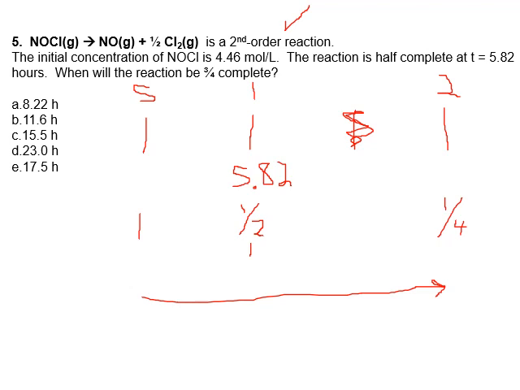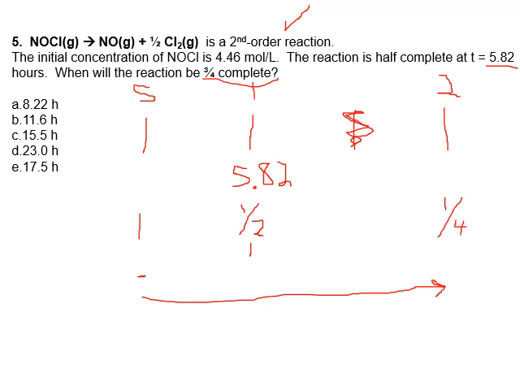When will it be 3/4 complete? Well, it'll be 3/4 complete after 2 half-lives. So for a second order reaction here, if the first half-life is 5.82, the second one will be twice 5.82, which would be 11.64. But you have to add them together because they want to know when will it be 3/4 of the way complete, starting at the beginning, which is over here.